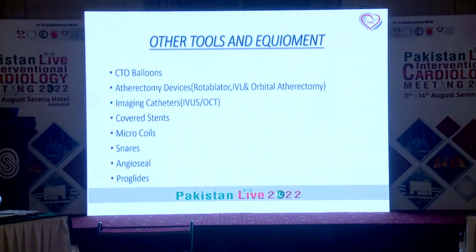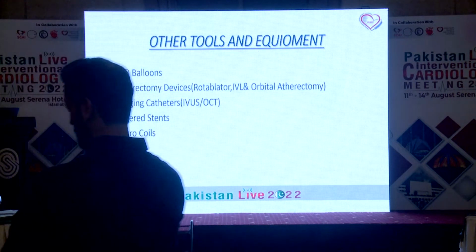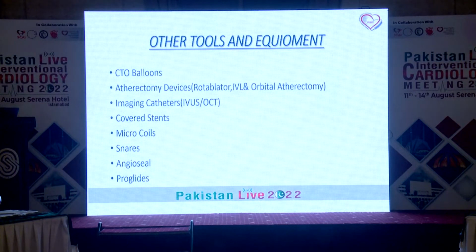So the other tools and equipment which you require are sometimes you need good quality balloons, atherectomy devices. If there's lots of calcification, you will need imaging for optimization of your stents, and covered stents, microcoils, snares. These would be required in cases of complications, and you must be having a complete inventory of all the coils and covered stents whenever you are doing your CTO PCI. And Angio-Seal and ProGlides, these are the closure devices because you use 8 French femoral, so these could be very useful.